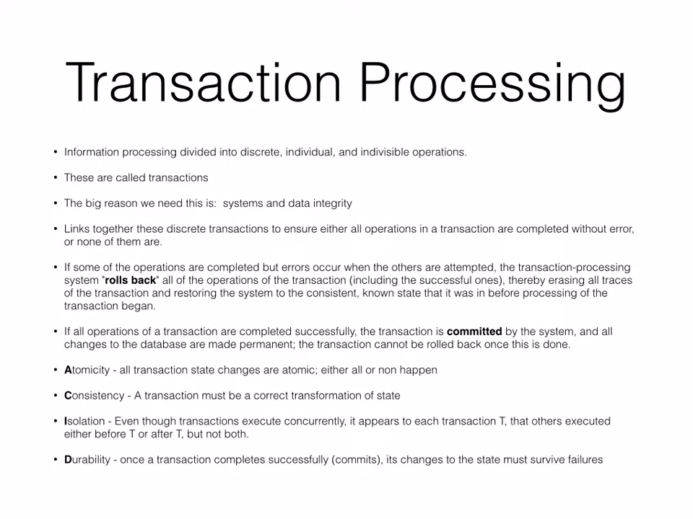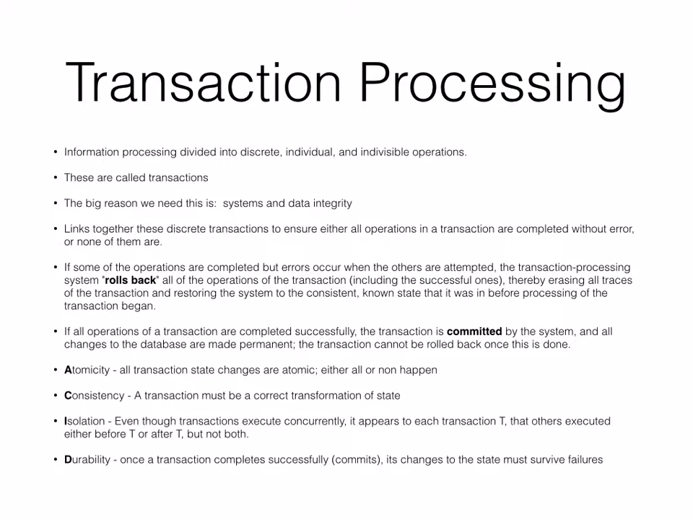So they happen by themselves, but because time slicing is so fast in computers, to the naked eye or our brains, it'll look like it's happening in parallel. So the last letter in the acronym, D, durability. Once a transaction completes successfully, whether there's a commit, the changes to the state must survive failures.